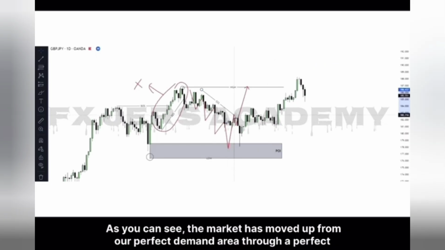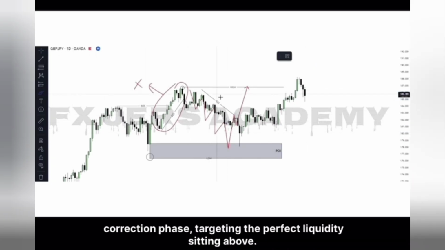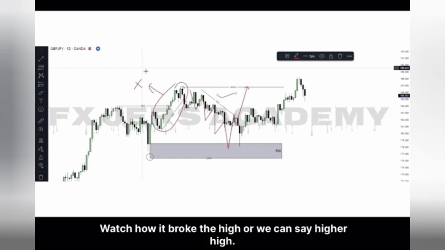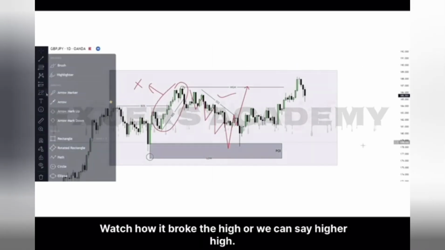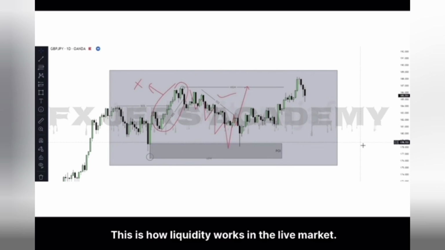As you can see, the market has moved up from our perfect demand area through a perfect correction phase, targeting the perfect liquidity sitting above. Watch how it broke the high, or we can say higher high. This is how liquidity works in the live market.